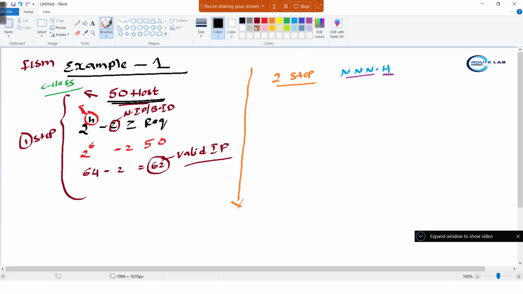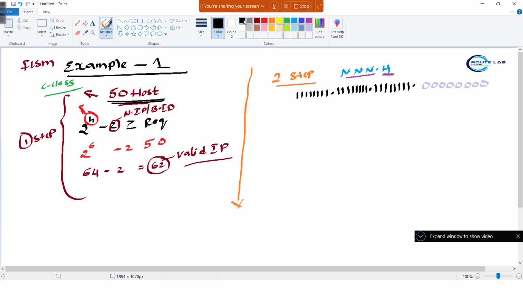Whenever you are writing the networks, they are always represented with ones. Each portion carries 8 bits. So you write 1, 2, 3, 4, 5, 6, 7, 8 separated by a dot, 1 to 8 dot, 1 to 8 dot. Host bits are always represented with zeros. So here 1, 2, 3, 4, 5, 6, 7, 8.